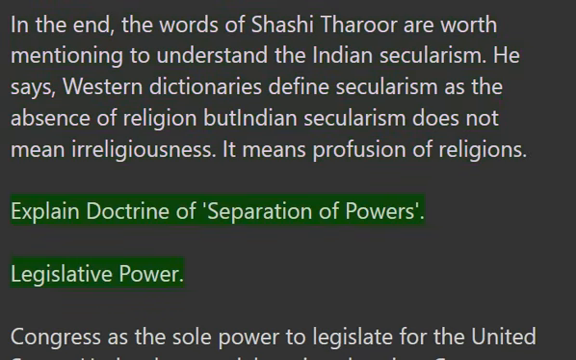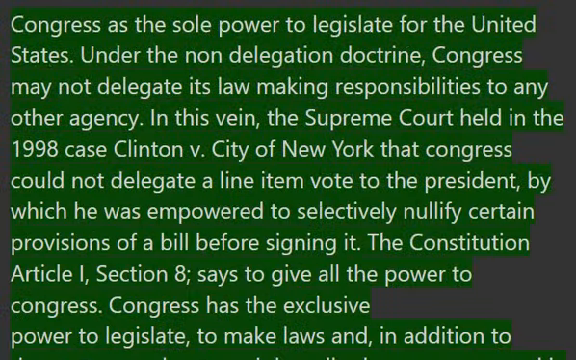Explain the doctrine of separation of powers. Legislative power. Congress has the sole power to legislate for the United States. Under the non-delegation doctrine, Congress may not delegate its law-making responsibilities to any other agency. In this vein, the Supreme Court held in the 1998 case Clinton v. City of New York that Congress could not delegate a line-item veto to the President, by which he was empowered to selectively nullify certain provisions of a bill before signing it.